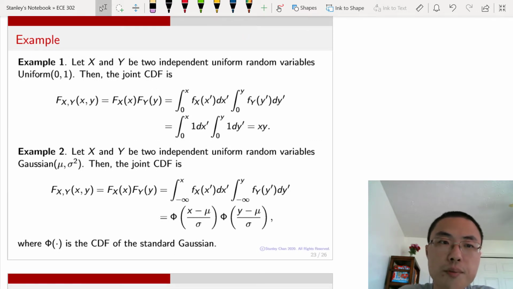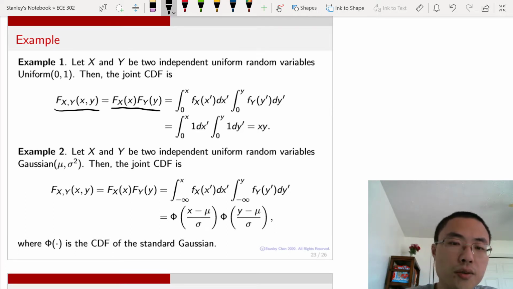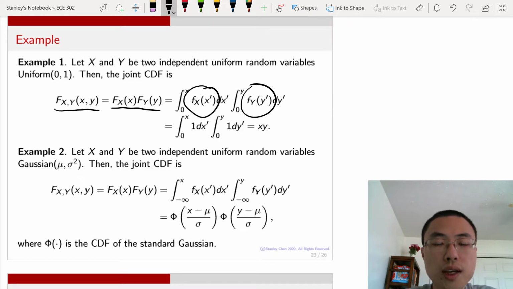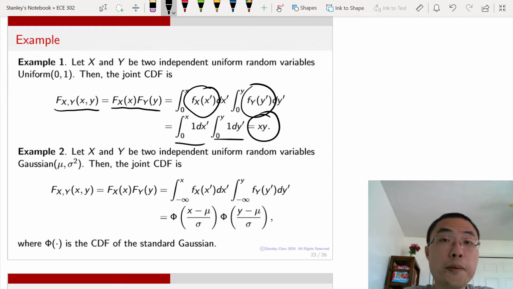Here are two examples of a joint CDF. X and Y are independent uniform random variables between 0 and 1, and you want to find the joint CDF. Because they are independent, we know the CDF can be factorized into a product of CDFs, just like the PDFs. We write down the individual PDF, which is 1 inside this interval, and then you integrate from 0 to x and from 0 to y, and you get the result xy.